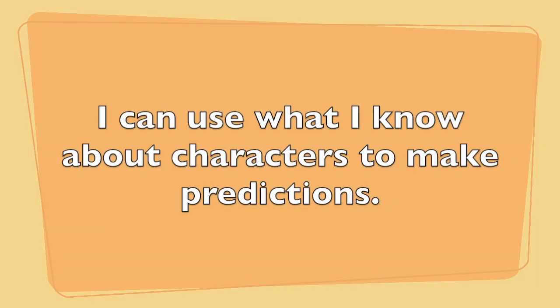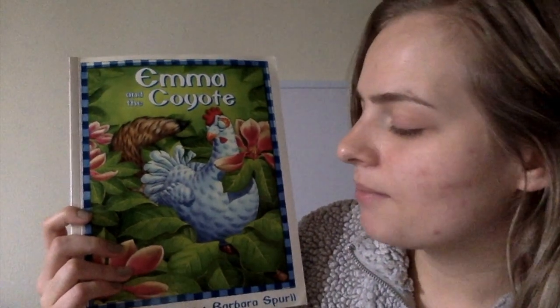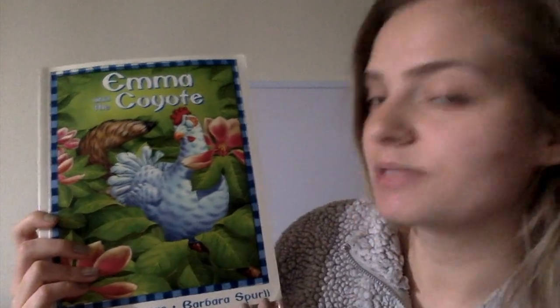So let's take a look at our learning target for today. Our learning target is, I can use what I know about characters to make predictions. Let's begin. Emma and the Coyote by Margaret Ross and Barbara Spurll.